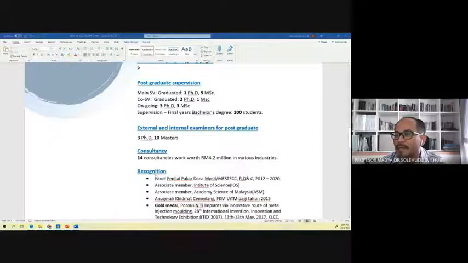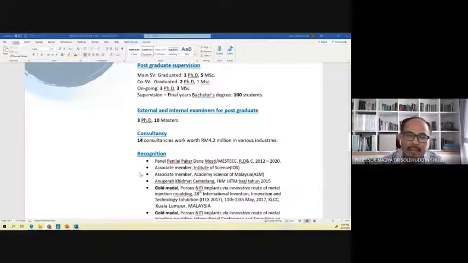And I am a panel member of different grants, which are the Techno Fund, Science Fund, and Innovative Fund. They change names many times. The Techno Fund was 3 million.